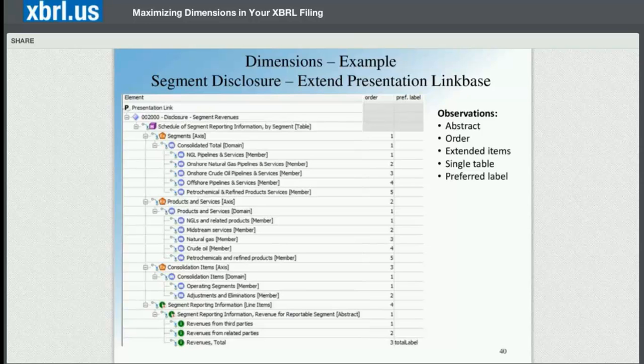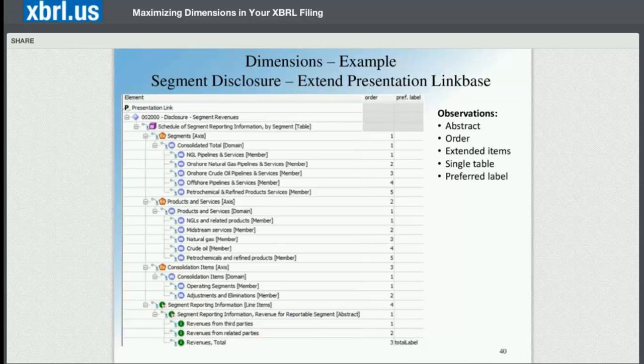In there you can see our axes, segments, and you can see all the members I extended, products and services, and you can see the members I extended there, and you can see the consolidation items axis, which is a US GAAP taxonomy axis, with the members from it that I need for my given table. Below that, you can see the line items, and here I have no extensions. They all come from the base taxonomy, and they're all represented on the income statement.